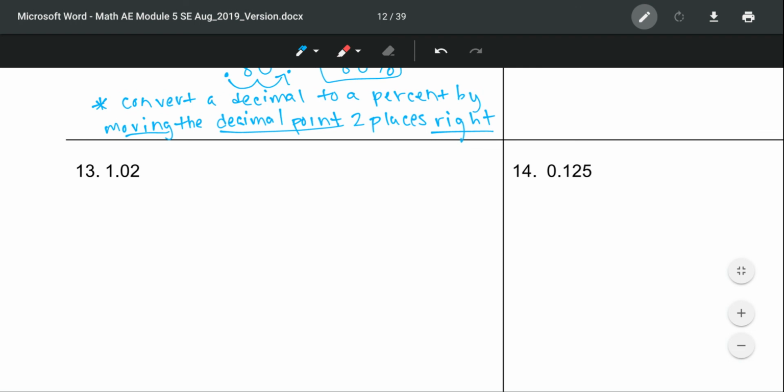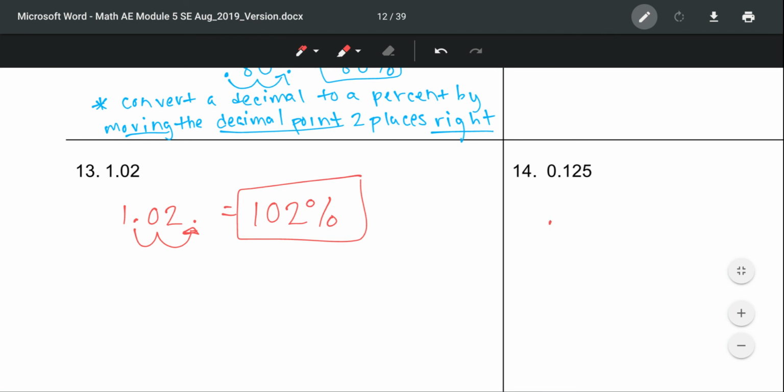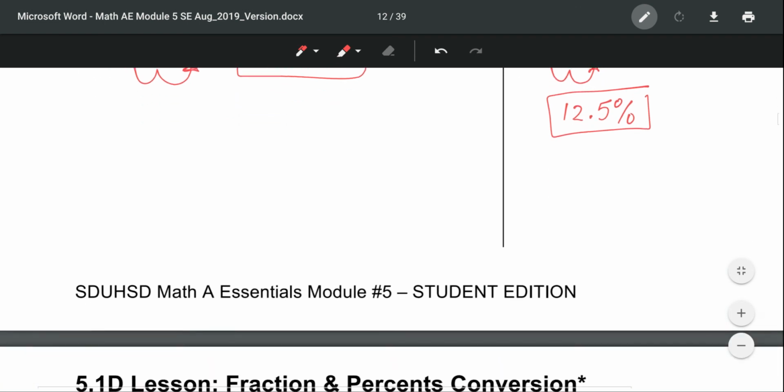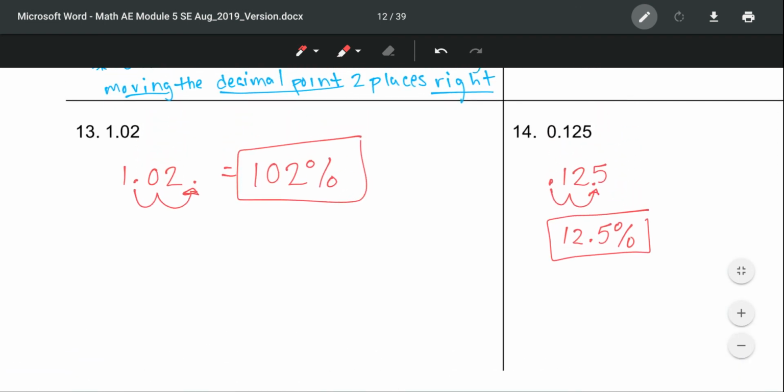Okay, number 13, 1.02. Again, move your decimal point two places to the right. So that means 1.02 would be equivalent to 102%. Okay, number 14, 0.125. Move the decimal point two places to the right. So it'd be 12.5%. And this concludes lesson 5.1c.